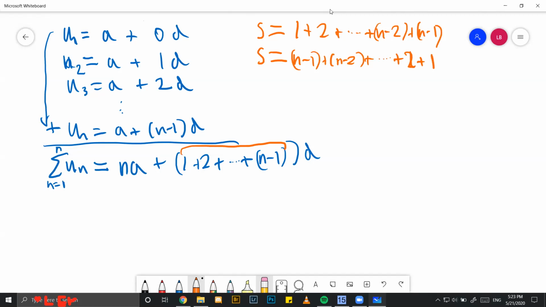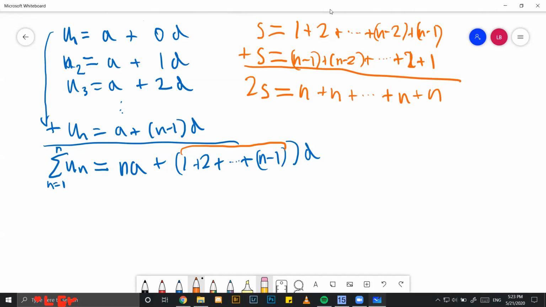And now I'm going to add these two things together, and then I'm going to get 2S on this side. And that's equal to 1 plus n minus 1, which is equal to n. 2 plus n minus 2 is equal to n. Skip all the ones in the middle. n minus 2 plus 2 is equal to n. n minus 1 plus 1 is equal to n. So now you have a series of n's all the way down.